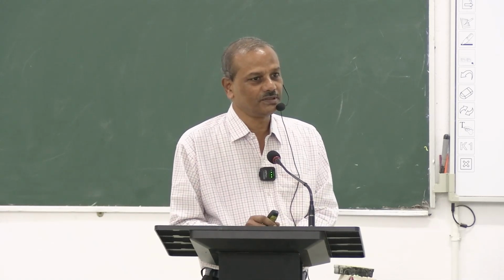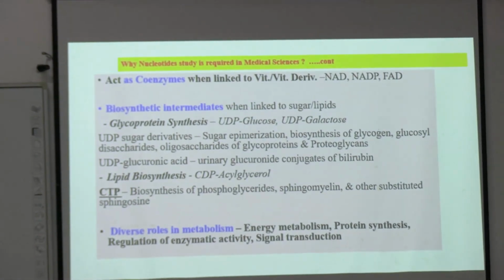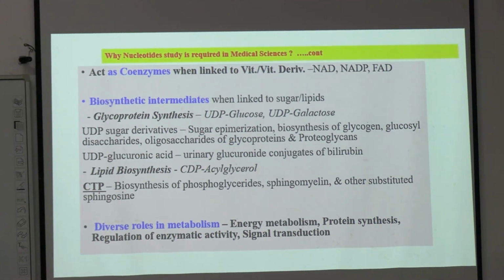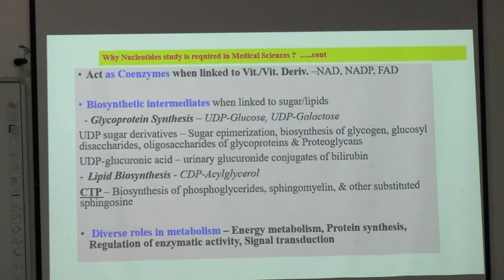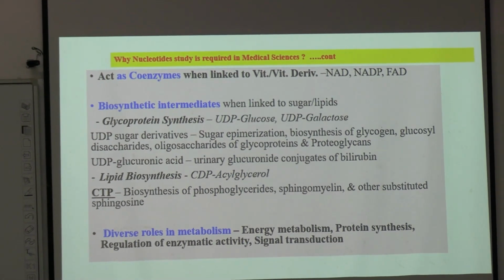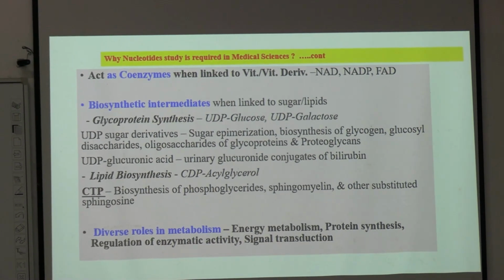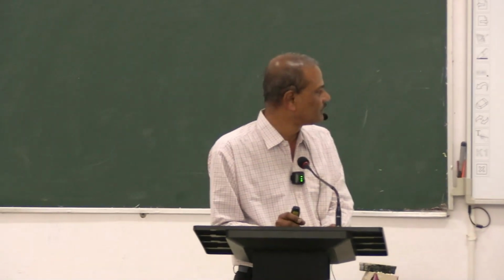So, coenzymes. You have heard about coenzymes. The phosphate-containing ones are NAD, NADP, and FAD. You will know a number of reactions catalyzed by NAD and NADP. Then biosynthetic intermediates, like in glycoprotein synthesis; you have seen proteoglycans and glycoproteins. There UDP glucose and UDP galactose are required. UDP again is basically a nucleoside. Similarly, UDP sugar derivatives like UDP glucuronic acid you will read very specifically during bilirubin metabolism, bilirubin excretion and jaundice. For lipid biosynthesis, CDP acylglycerol will be required.